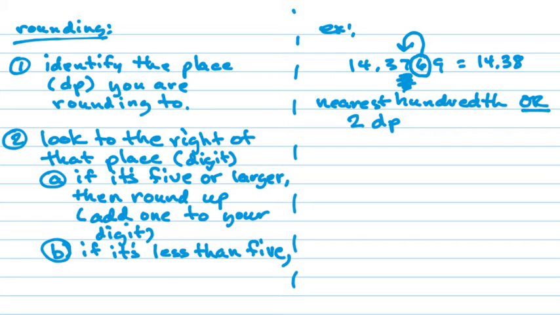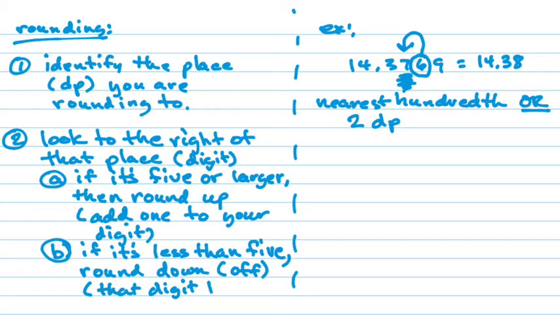So the key is 5, right? If it's 5 or more, round up. If it's less than 5, then you're going to round down, or sometimes you'll hear it as round off. Okay? So in other words, that digit becomes a 0, and of course, everything after it. It's all just going to round off.